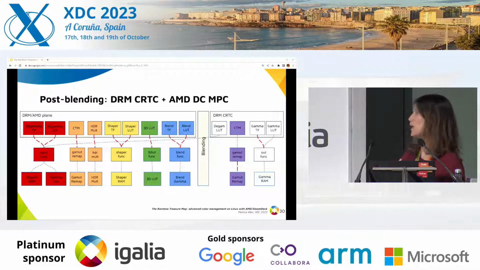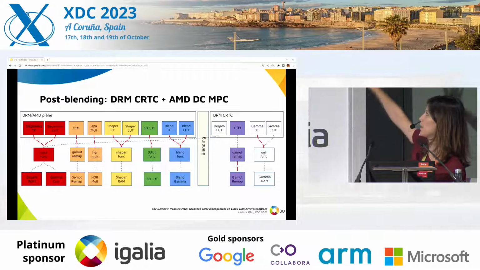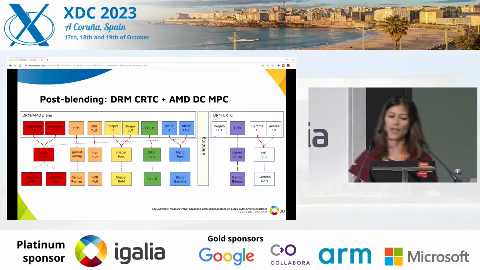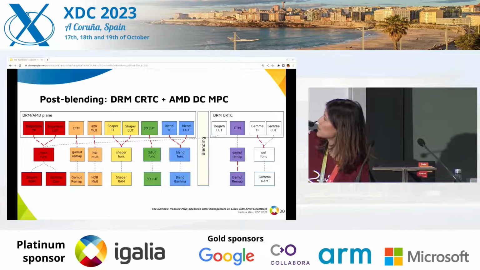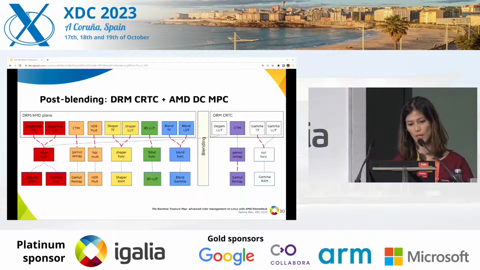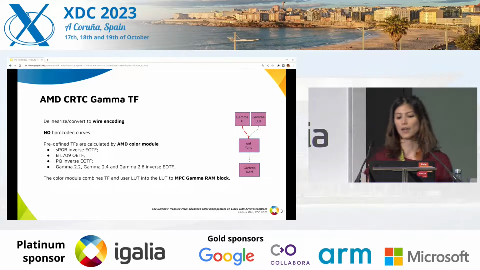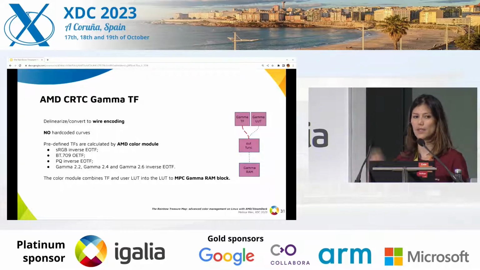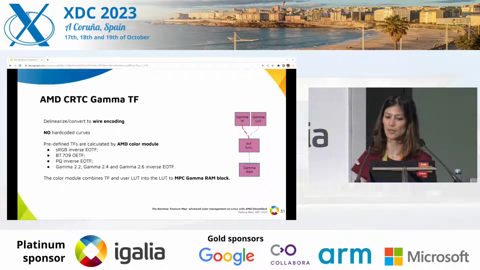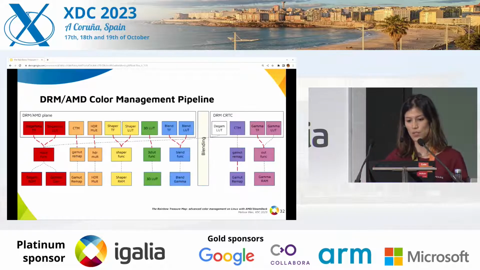We also optimized the conversion of the frame buffer to wire encoding by adding support for predefined CRTC gamma, the gamma TF, the last one you can see. It operates similar to the shaper TF, with no hard-coded curve, and the TF and LUT values are combined by the AMD color module, and the resulting LUT goes to the MPC gamma RAM block.